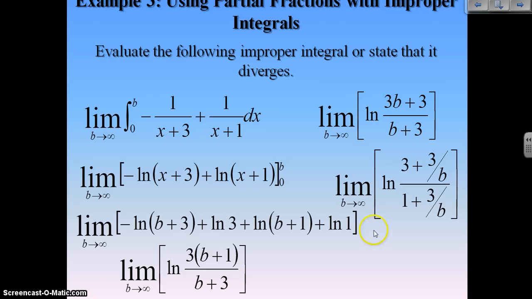Now I need to simplify, because if I plug in infinity right now, I get infinity over infinity. So there's a variety of ways. We could do L'Hopital's rule if you want. I can divide everything by b. If you like L'Hopital's rule, you could have done that. When I divide by b, I end up with this. Now if I plug in my infinity, that goes to 0, that goes to 0, and I'm left with 3 over 1. So natural log of 3.